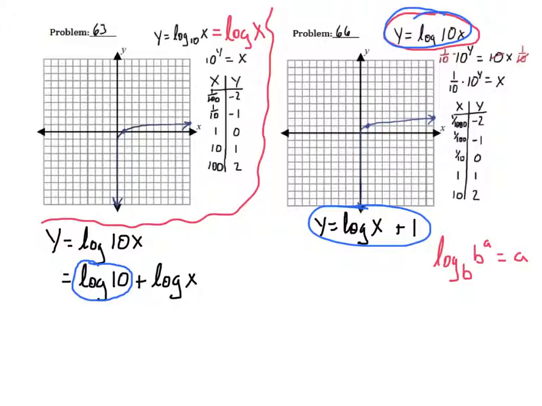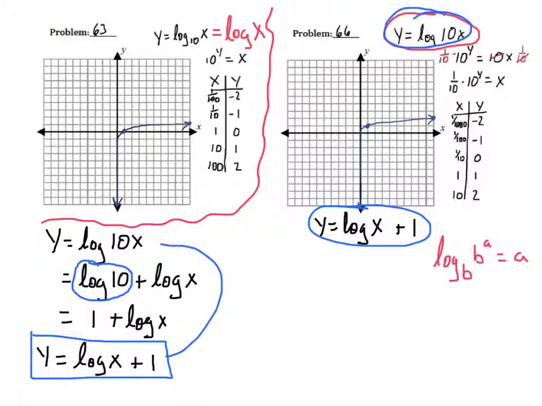1. Log 10 is just 1. Why? Because this is log base 10 of 10 to the first power, and the exponent on the 10 is a 1. So therefore, log 10 equals 1. That means that equation can be written as log x plus 1. It's the same thing, just written in a different form.